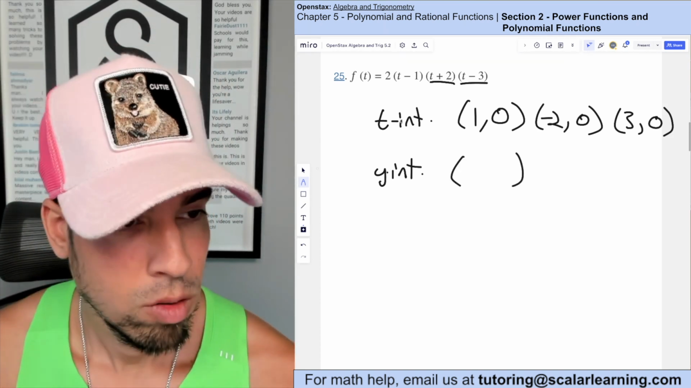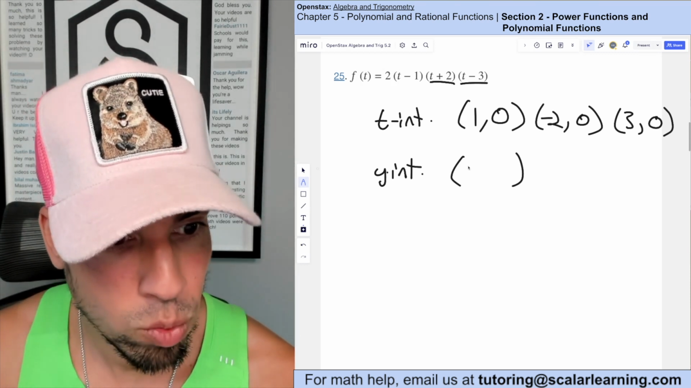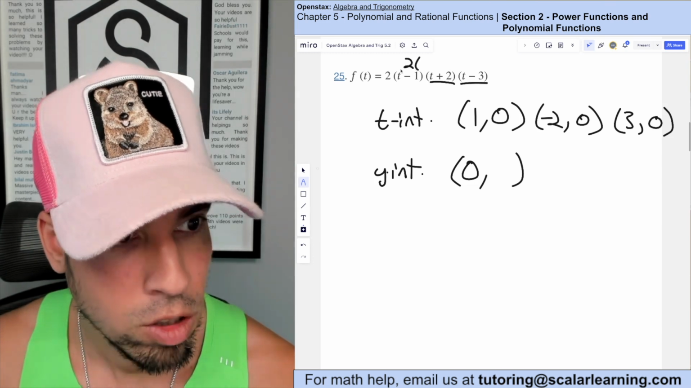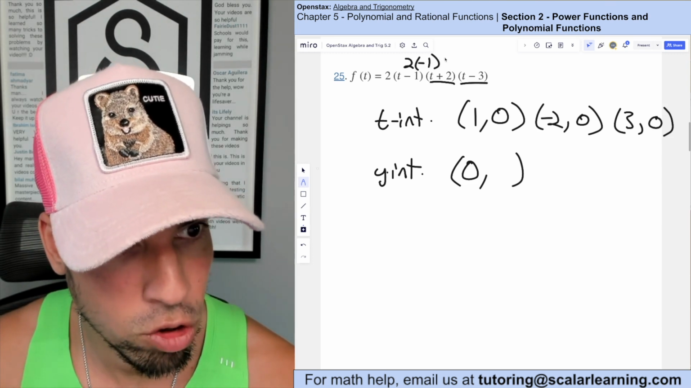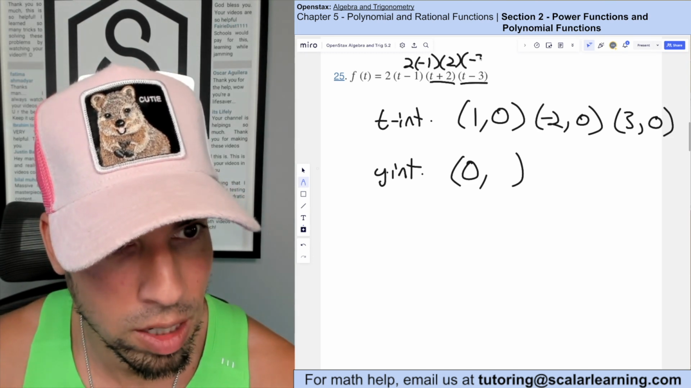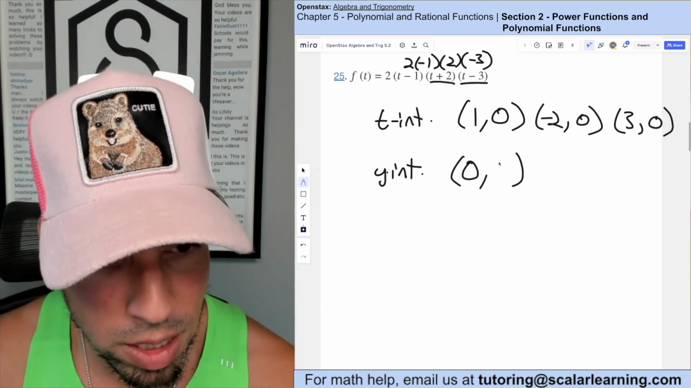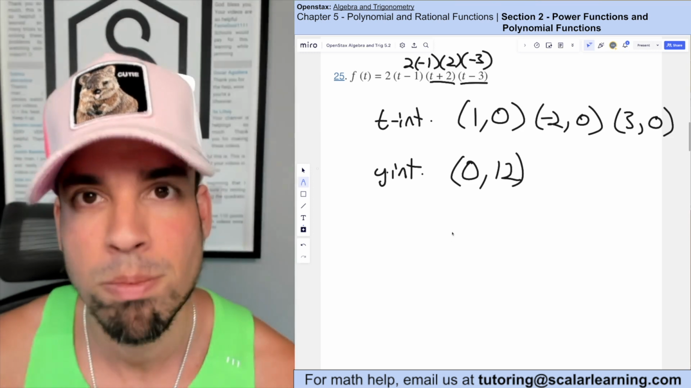But to get that, we're trying to figure out the function value when t is equal to 0. So you just plug in 0 and you solve. So you get 2, 0 minus 1 is negative 1, 0 plus 2 is 2, 0 minus 3 is negative 3. So that's negative 2 times 2 is negative 4, times negative 3 is positive 12. There's the answer. Boom, done.